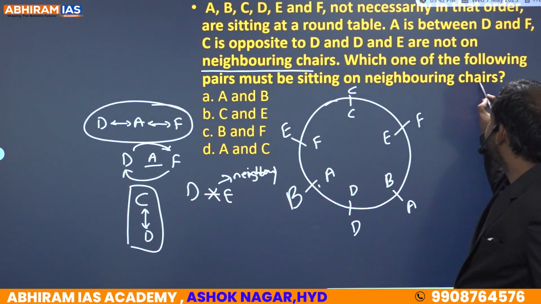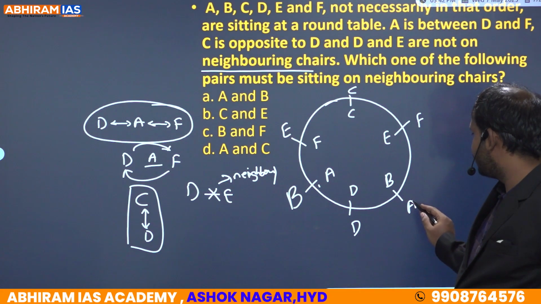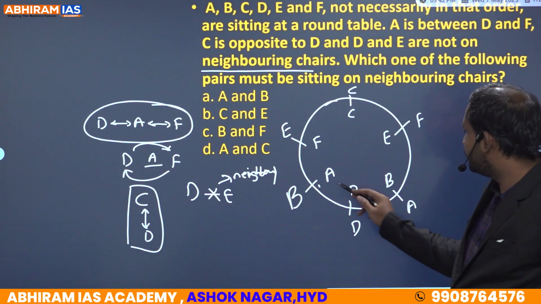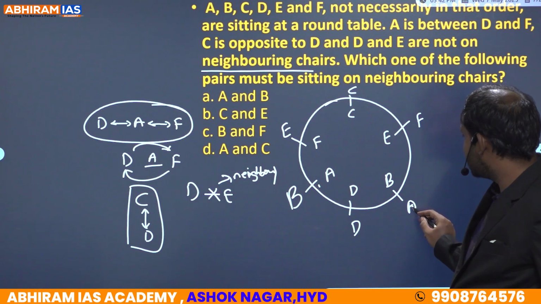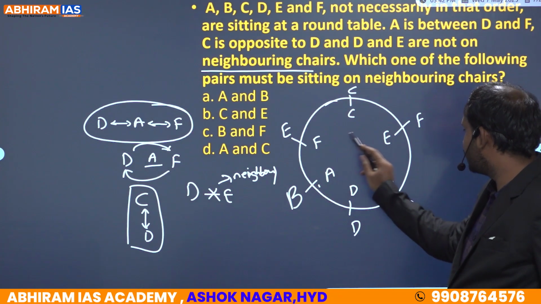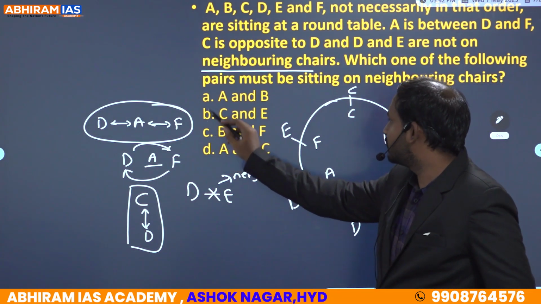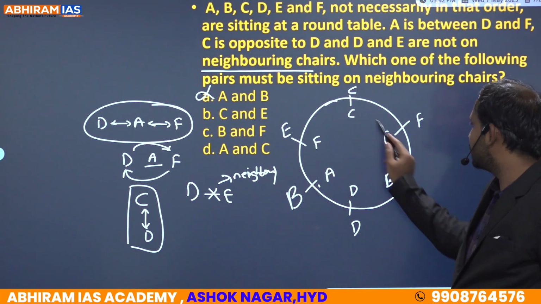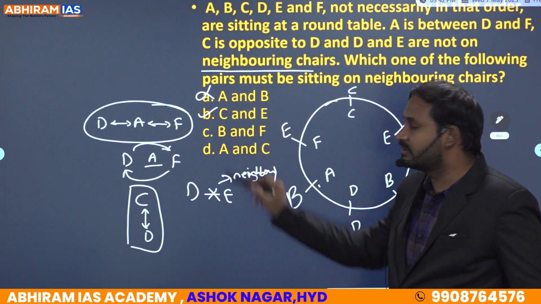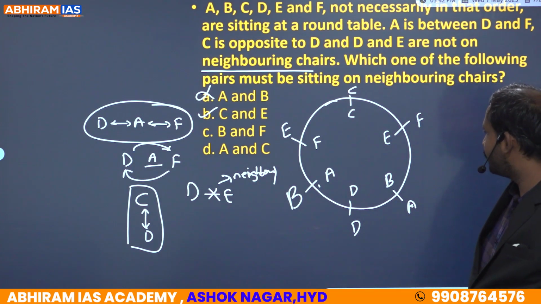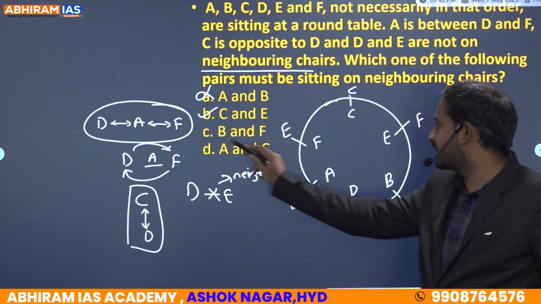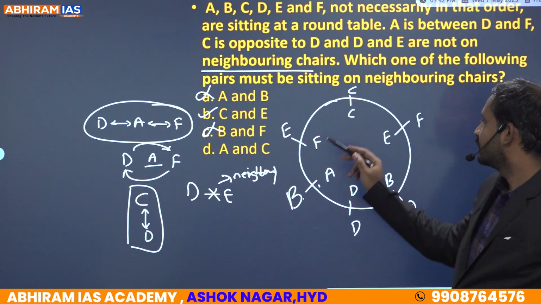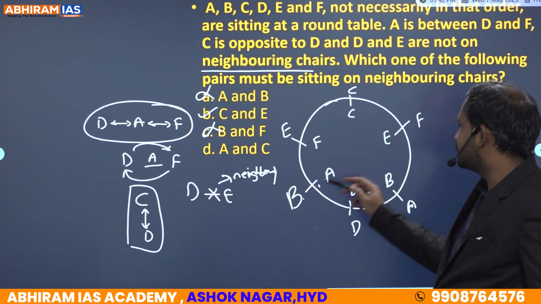Now, neighboring chairs, A and B are neighbors. Are A and B neighbors? In this case, A is here, B is here. Inside also A and B are not neighbors. So that is not correct. C and D are neighbors. Here C and D are neighbors, yes, they are neighbors in both the cases. B and F, B is here, F is here. They are exactly opposite. A and C are also not neighbors.